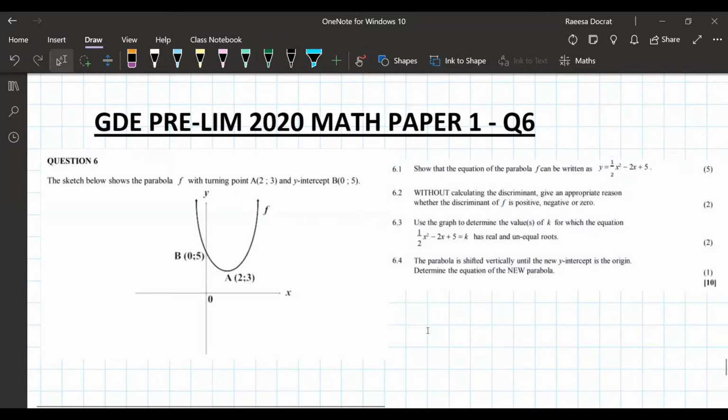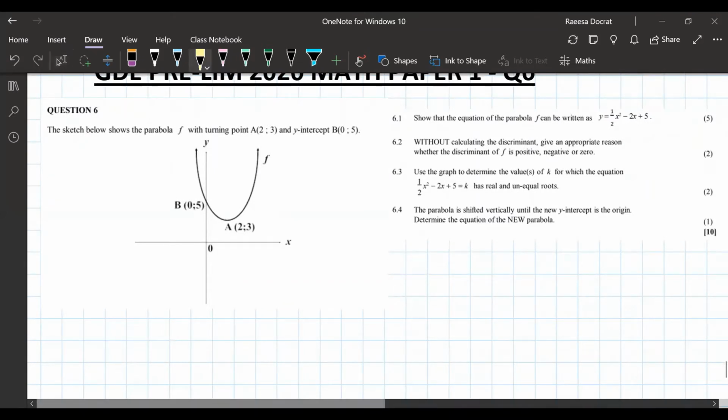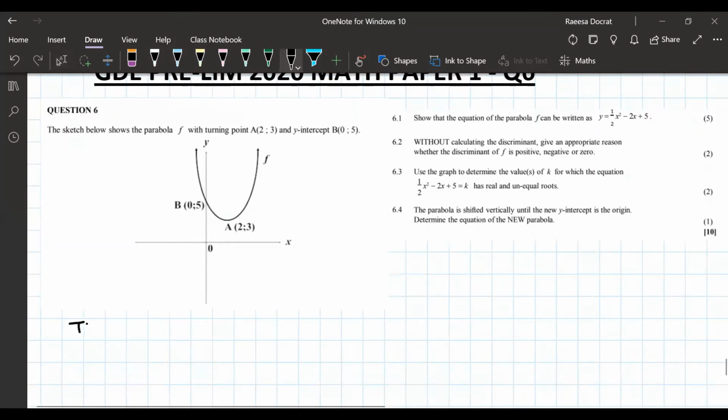So here we have a sketch of a parabola and they've indicated the turning point, which is A (2; 3), and the y-intercept B (0; 5). And then it says show that the equation f can be written as that. Because we have the turning point, it makes sense for us to start. So we know that the turning point is (2; 3).